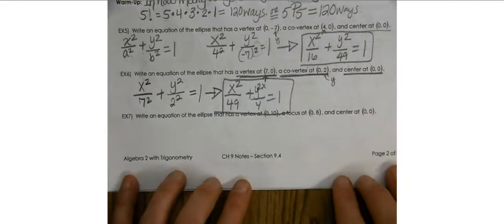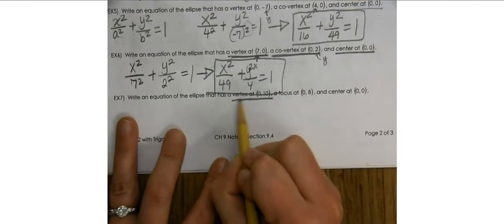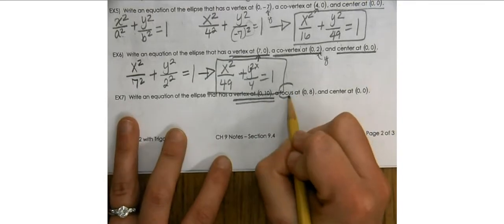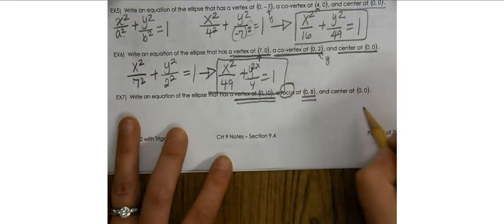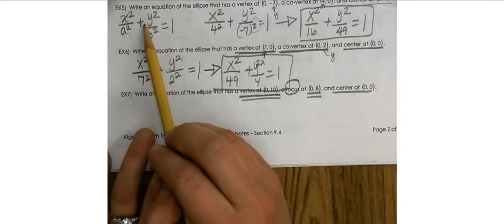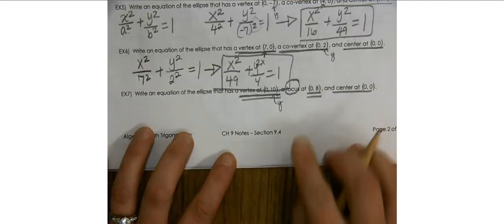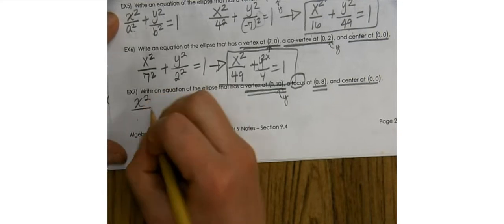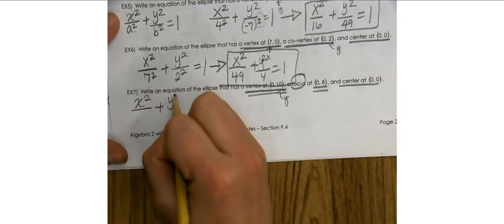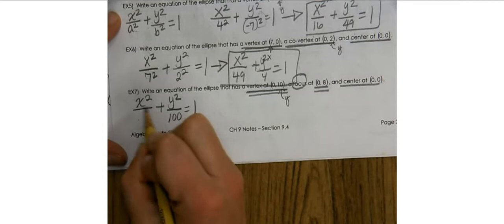But number 7 is a little bit different. This time around, I'm telling you that the vertex is located at 0, 10, but the focus is at 0, 8. Our center is at 0, 0. So we're still going to use the same equation, and 10 is our vertex, and it's located in the y position, so we know that it's going to go below y, but I don't know what's going to go below the x squared. That's what I have to figure out. So I know that I'm going to do 10 squared, which is 100, and this is going to equal 1, but I need to know what's going to go into this space.